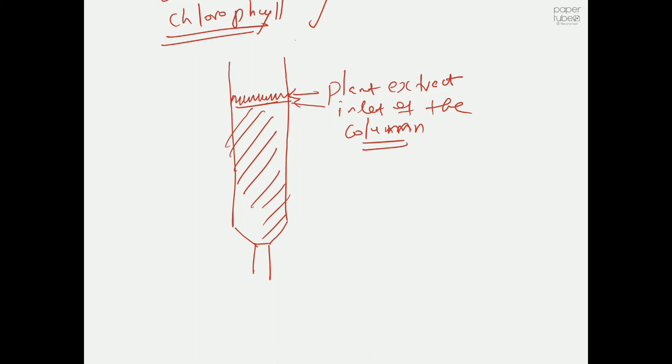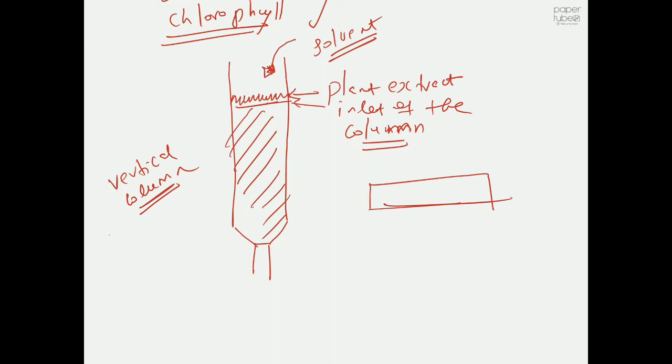And then he continuously added some solvent on the top of this column. This is a vertical column, by the way. You can do this experiment even by keeping your column in the horizontal direction. Sometimes we call it a gravitational column. So he added this solvent on top of this vertical column.